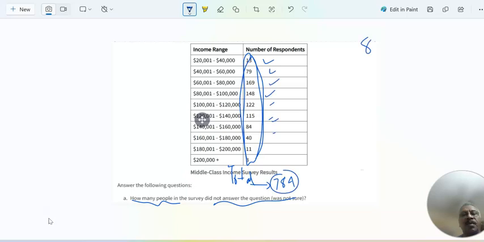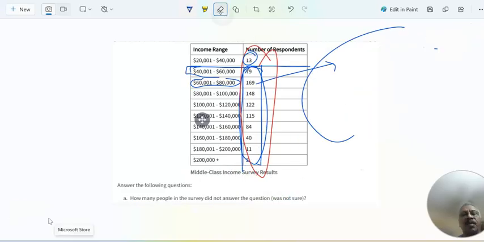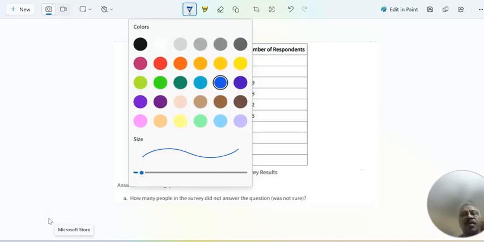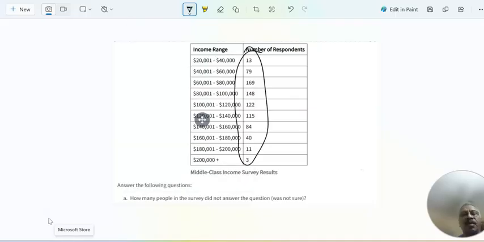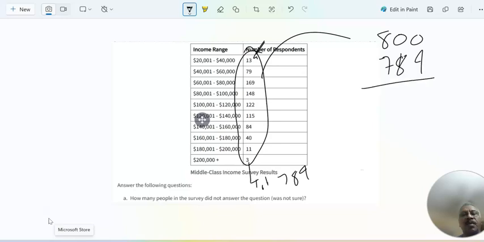But the total phone calls that were made was 800. The total who responded here is 784. And when you subtract 784 from 800, you get 16 who did not respond. So that was the first question, how many did not respond.